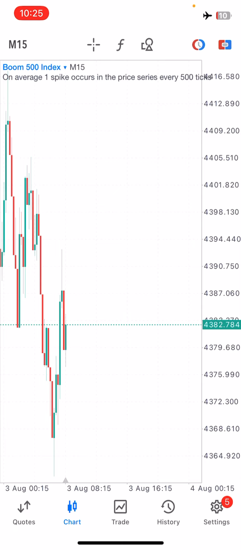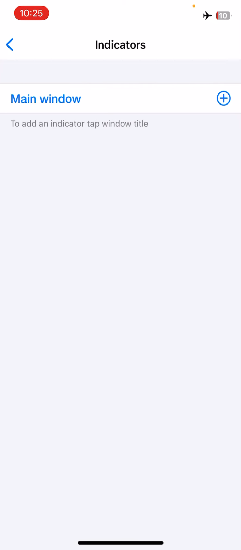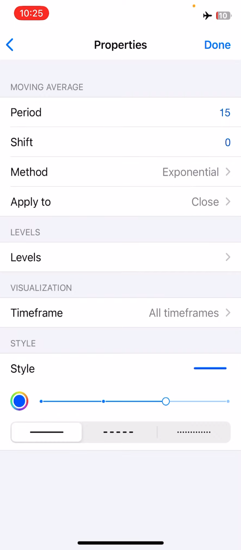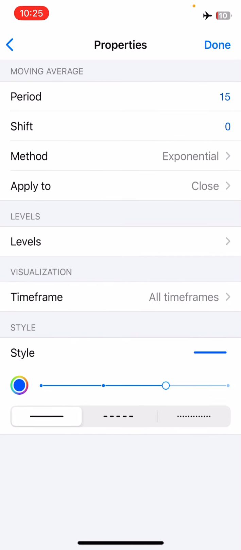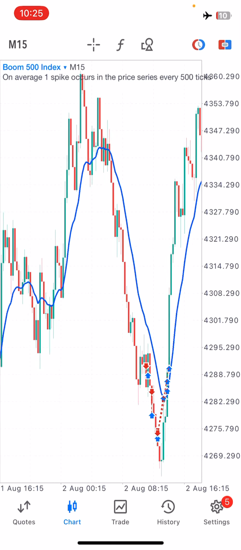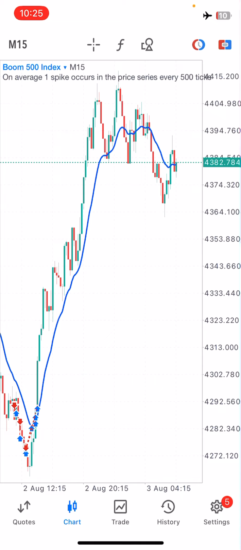Okay, so the first indicator that we'll need is going to be a moving average on our main chart. So I'm going to go to main window, then look for moving average, and this moving average is going to have the following properties that you see on my screen. We've got a period of 15, a shift of 0, a method of exponential, apply to close, and the style is blue. I chose the blue color. Please try and follow the same colors that I'm using so that you don't get confused as I start referring to these colors when using the strategy. So if I click done, I should have a blue moving average running across my charts, and as you can see, we now have it right there.